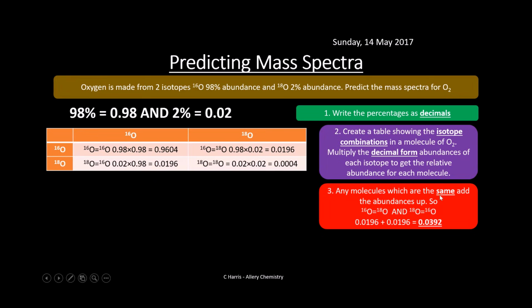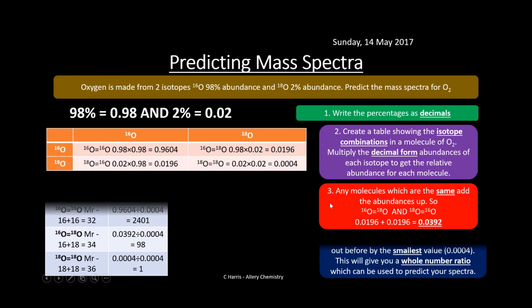Then any molecules which are the same, we add the abundances up. So we see we've got oxygen 16 and 18, and 18 and 16 are actually the same. They're just obviously a different way around, but in terms of the abundances, they are the same. So what we do is 0.0196 plus 0.0196. So these two here, we add them up and we get 0.0392. So we're taking into account that.